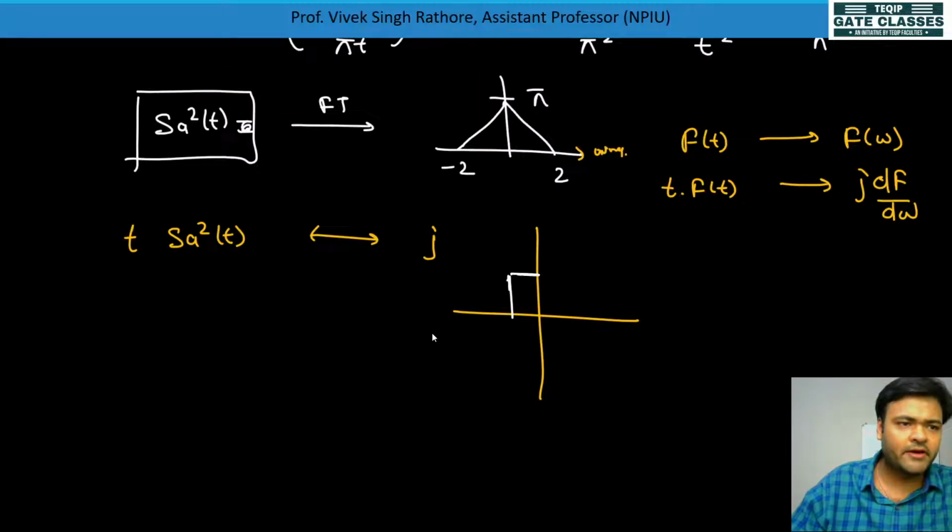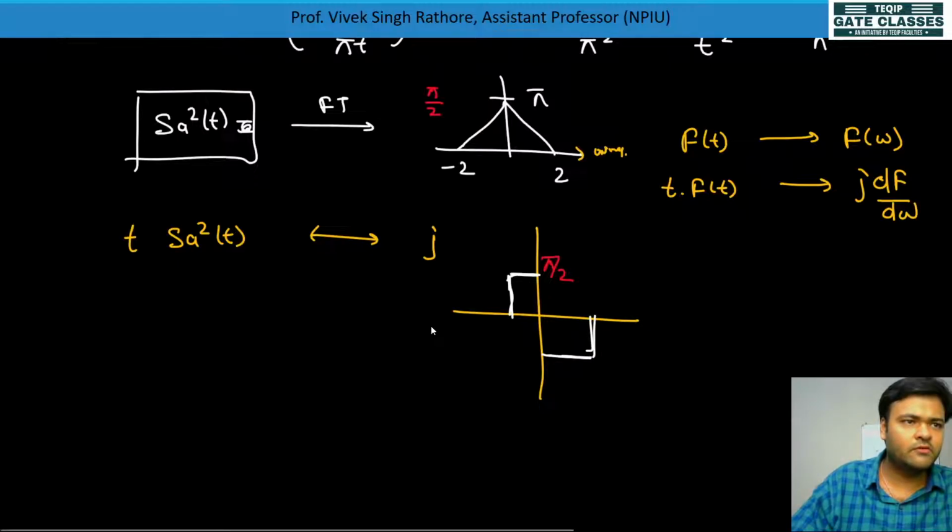And what will be the magnitude of the unit step? It will be the slope value. What is the slope value? The slope value is (pi minus 0) over (0 minus minus 2), which is pi by 2. So the value will be pi by 2. And here also, this slope is decreasing from 0 to 2, so this value will be negative.